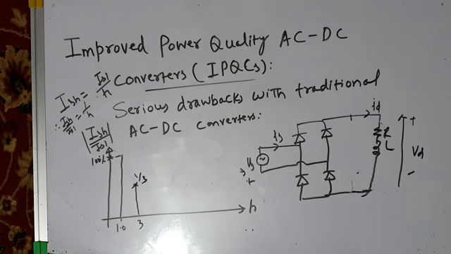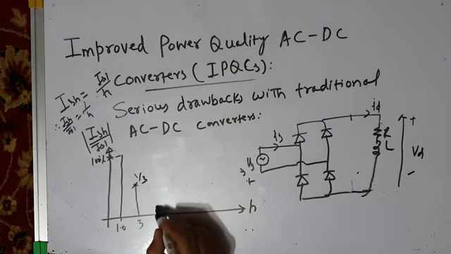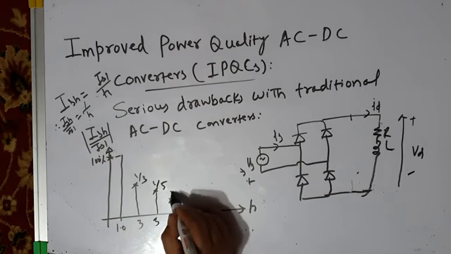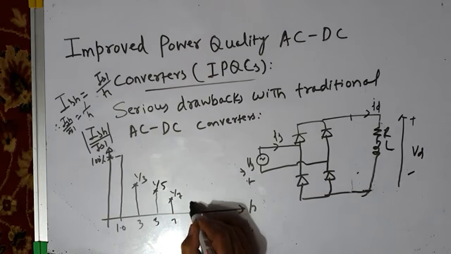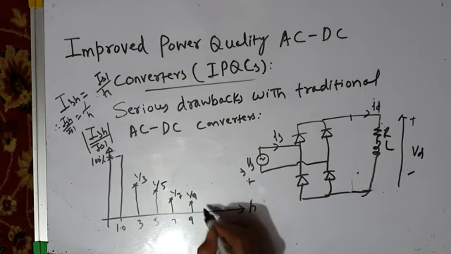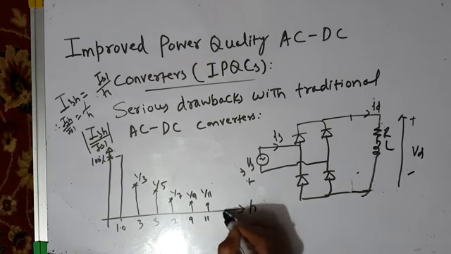It will be equal to 1 by 3. Its amplitude is 1 by 3 of that of the fundamental. Similarly, the fifth harmonic component of current will have an amplitude of 1 by 5. The seventh harmonic component will have an amplitude of 1 by 7. The ninth harmonic component of current will have an amplitude of 1 by 9. The 11th harmonic component, similarly, has an amplitude of 1 by 11. The 13th harmonic component has an amplitude of 1 by 13, and so on.